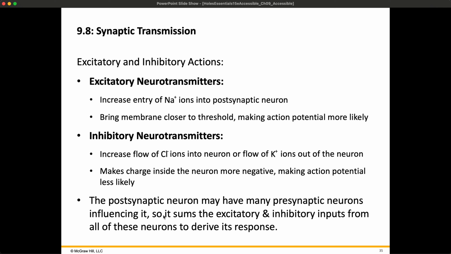Postsynaptic may have many presynaptic neurons influencing it, so it's the sum of the excitatory and inhibitory inputs of these neurons that derives its response. So as you go closer and closer to the central nervous system, you have more and more sensory receptors talking to fewer central nervous structures. And so a structure might be getting 4 or 5 signals, I'm just using that, it could be millions of signals, from the sensory receptors, but it has to take the aggregate of those. So overall, is it getting darker or is it getting lighter, right?